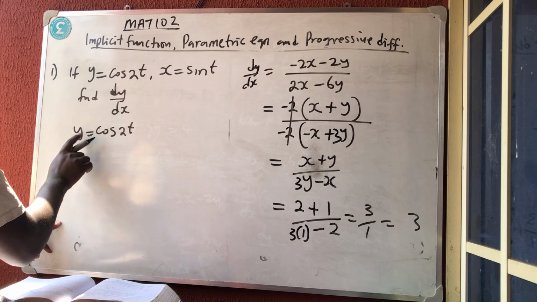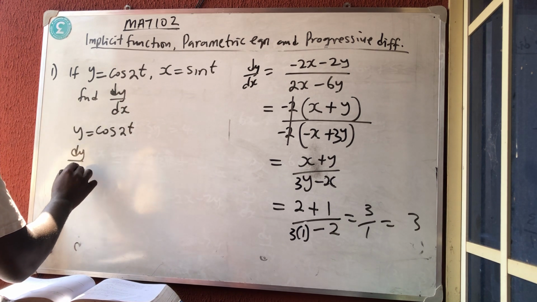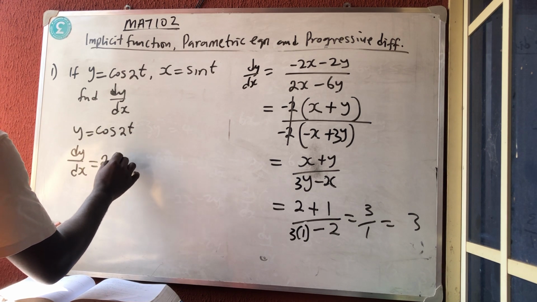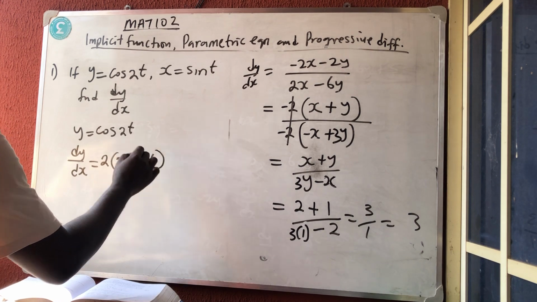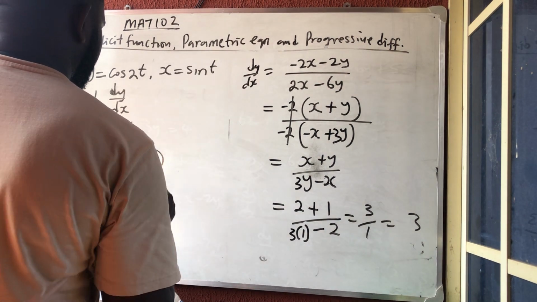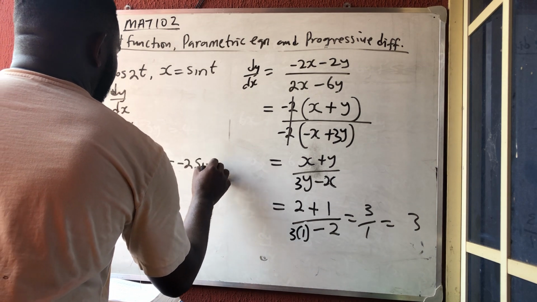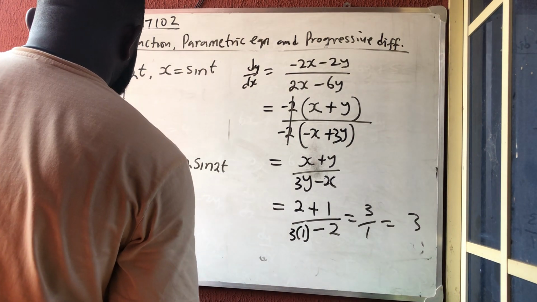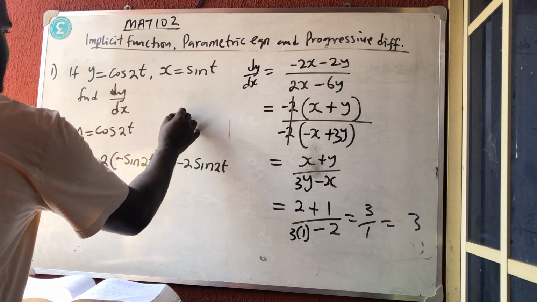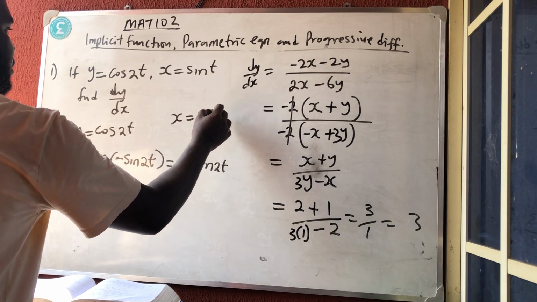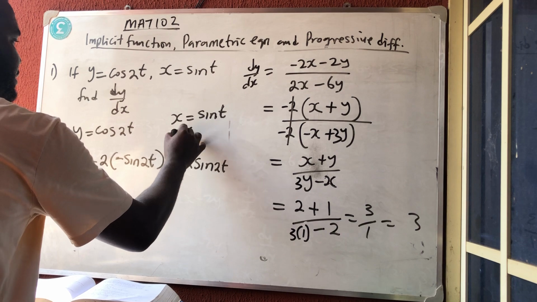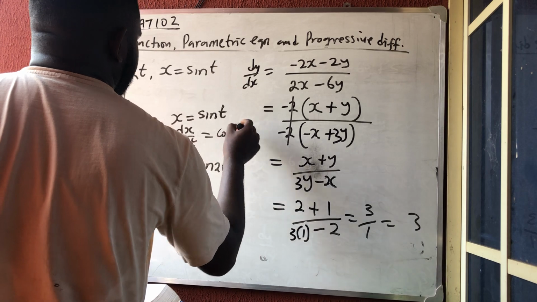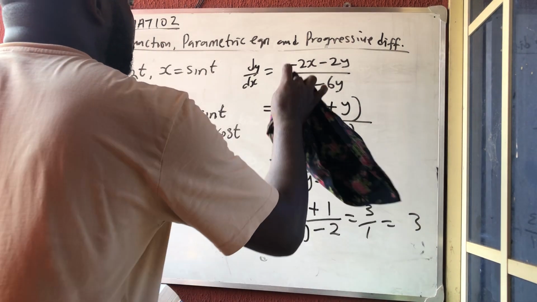Now, they gave us that y is equal to cos 2t. So this gives me dy/dt. Differentiate cos 2t: minus sine 2t, and don't forget the chain rule, which gives 2. So dy/dt is minus 2 sine 2t. The next one they gave us is that x is equal to sine t. So this gives me dx/dt, which is cos t.